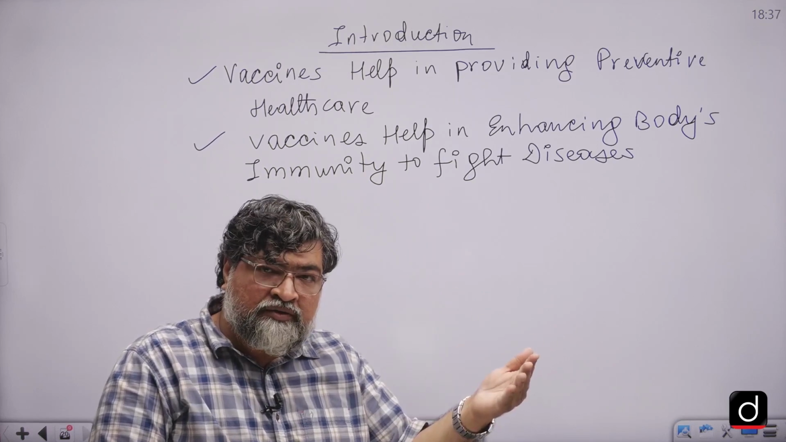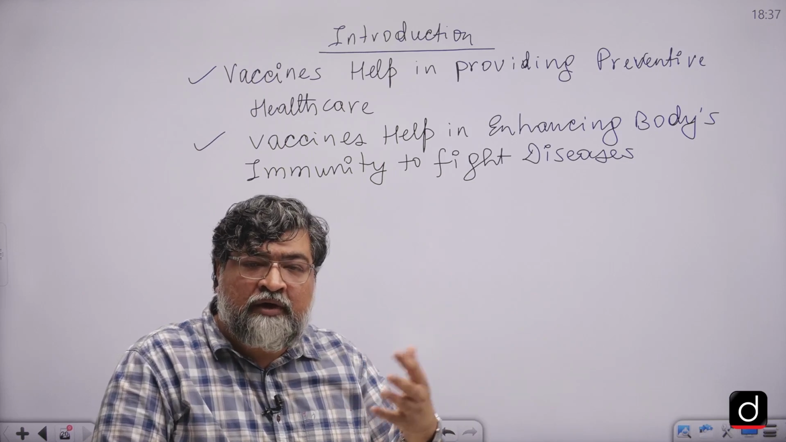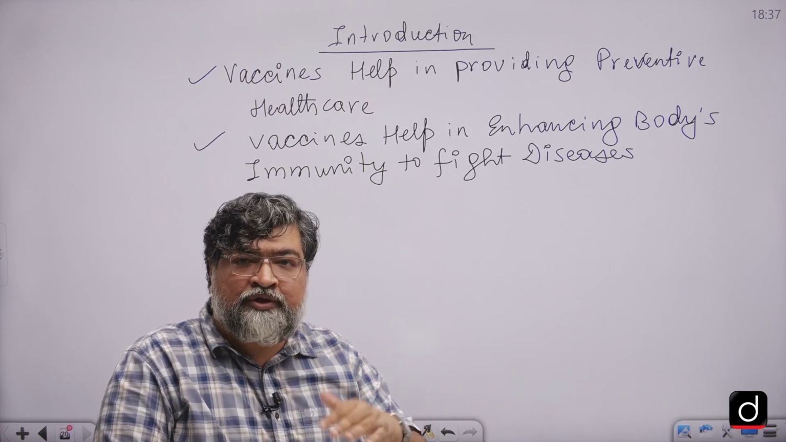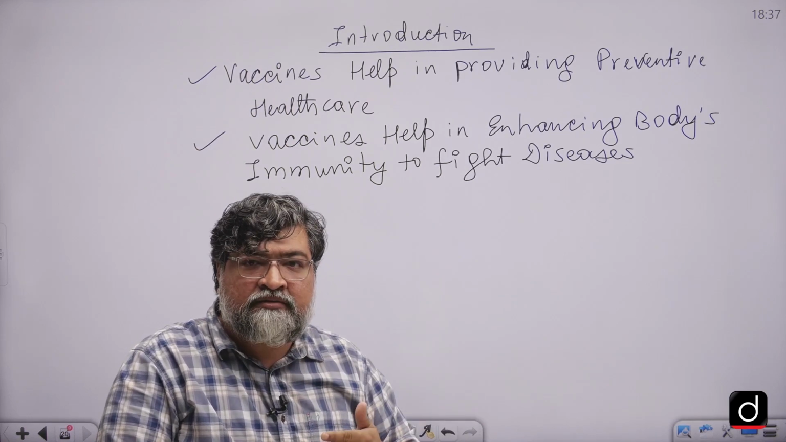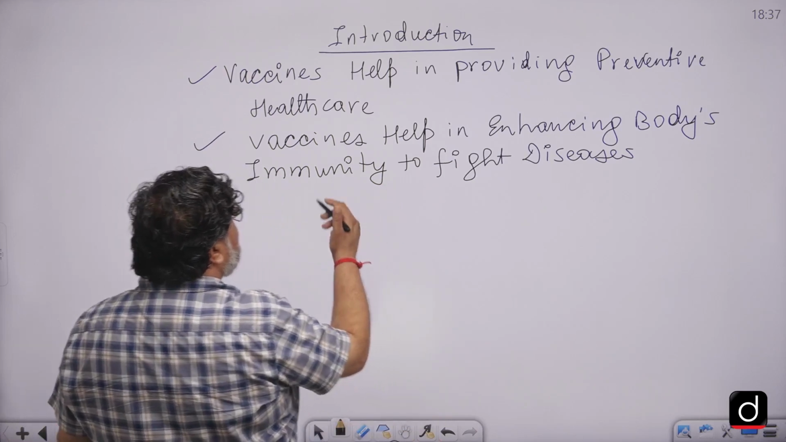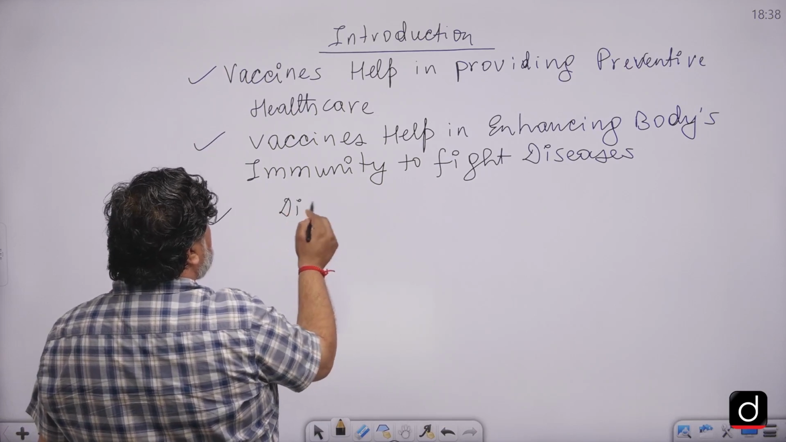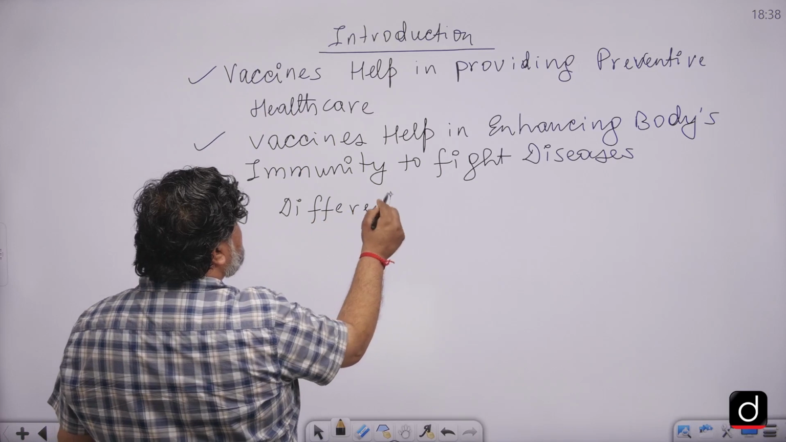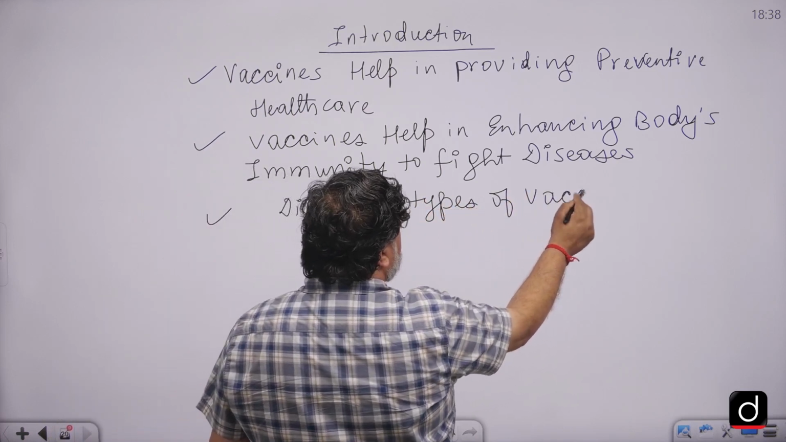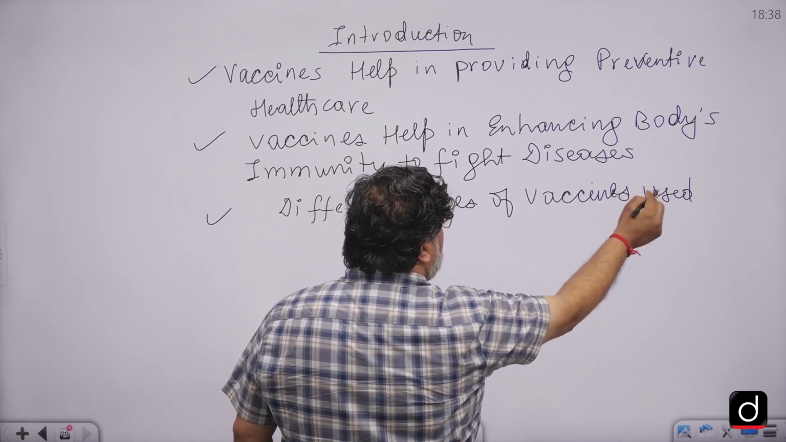Then what can you bring here? Then you can bring in the answer that vaccines are part of preventive healthcare. It helps in boosting the immunity to protect from getting a disease. Right? That part you are writing there. Then after that you are writing that there are different types of vaccines. You introduce that different types of vaccines used in modern times are there.